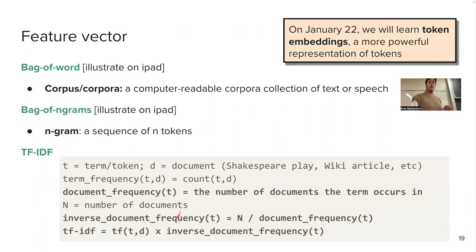So here you would use inverse document frequency, which is a fraction. It's n, the number of documents you have, over the document frequency of the term, which is the number of documents where this term appears. If a term appears only in a single document, the inverse document frequency will be the highest it can be. If the word appears in every single document, like a stop word, it's only going to get an inverse document frequency of one. And then you multiply your term frequency with your inverse document frequency.